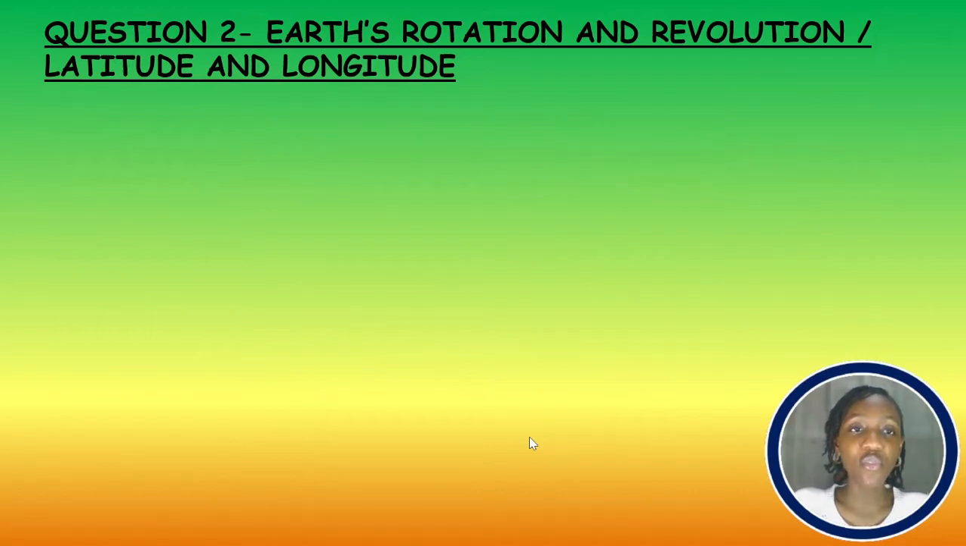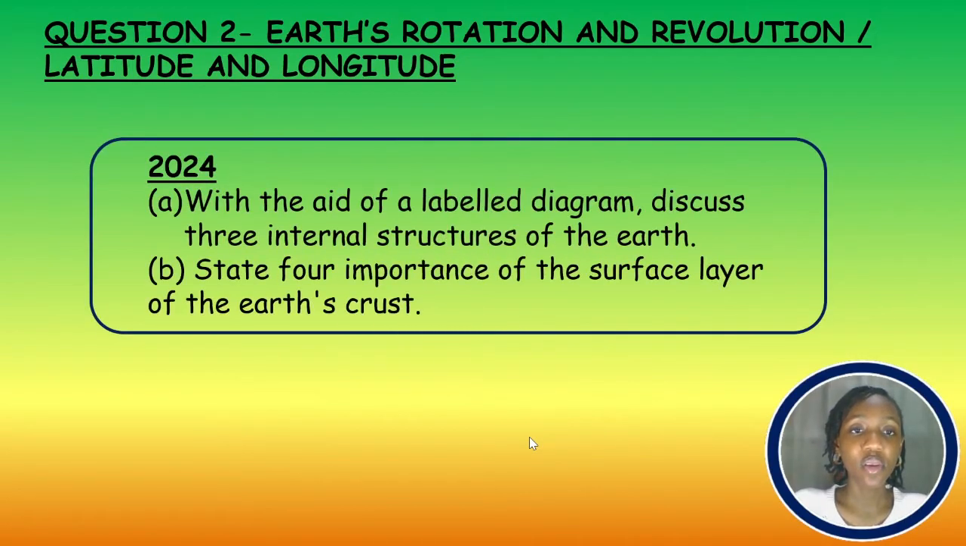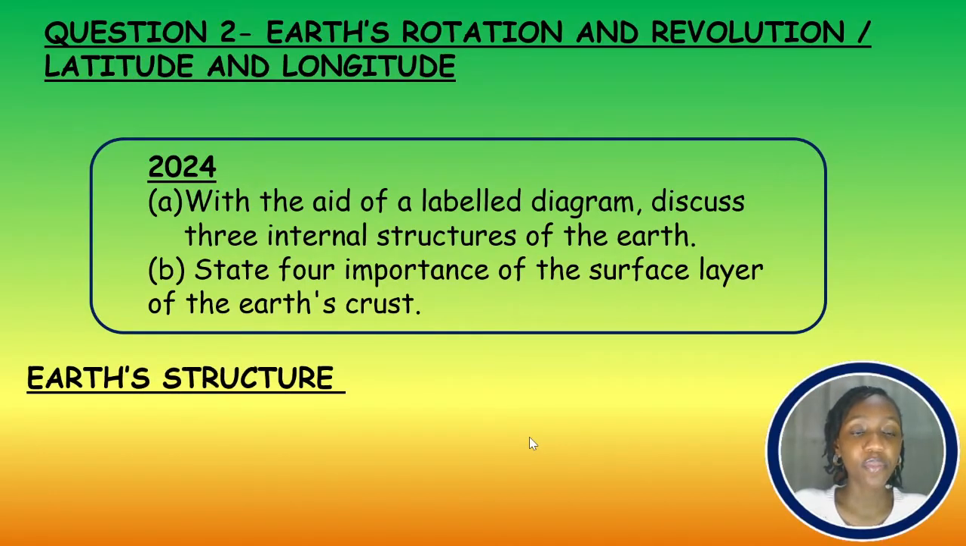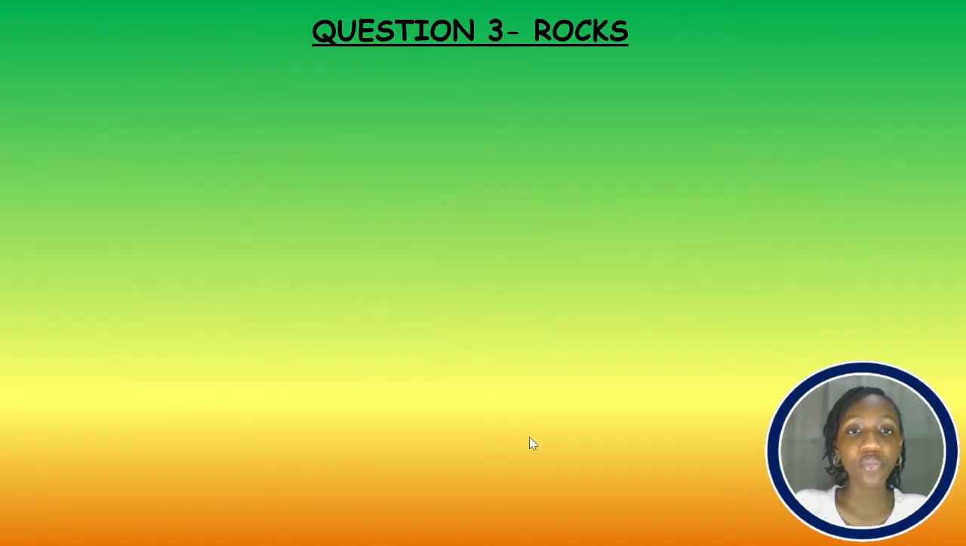But in 2024, they didn't follow that pattern. Instead, the question came from Earth structure. So coincidentally, Earth structure is actually the next chapter in the textbook after Earth rotation and revolution and latitude and longitude. But don't worry, other questions follow the same pattern of previous years. So let's move on to the next question.